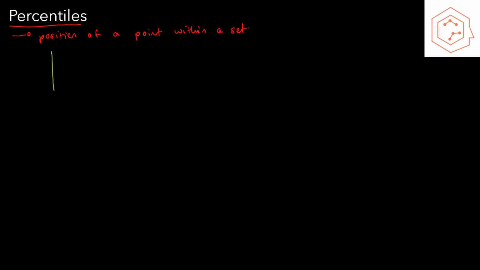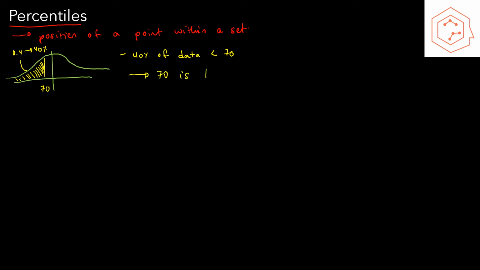Now, if we imagine that we have a normal distribution, simply because it's the simplest way to demonstrate this example, and we have a value of 70 located right here on our distribution, and we'll suppose that the area below this value of 70, which represents the proportion or the percentage of points below the value of 70, we'll say this area is 0.4 or 40%. So 40% of our data is below the value of 70. Another way you can say this is that 70 is the 40th percentile.